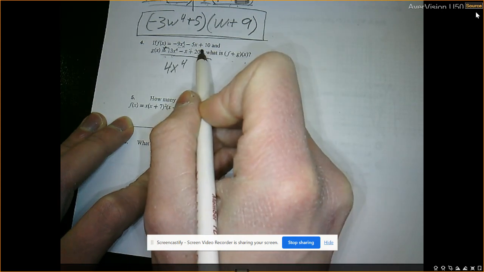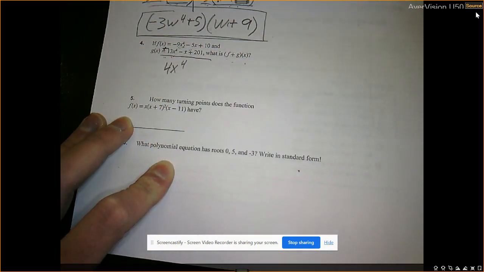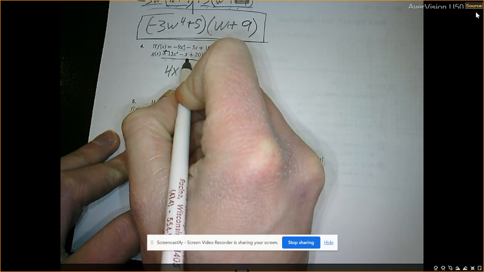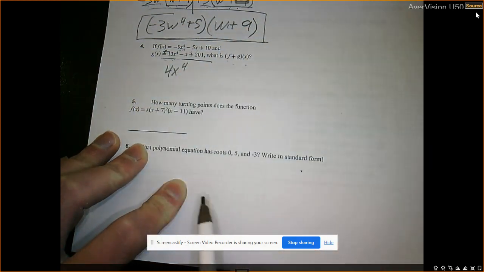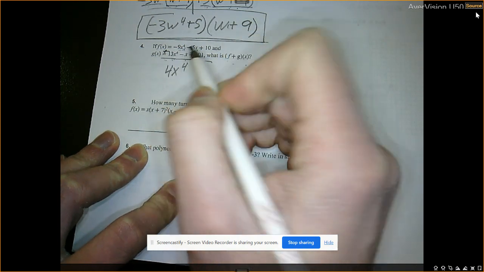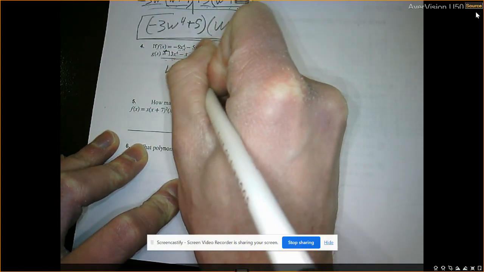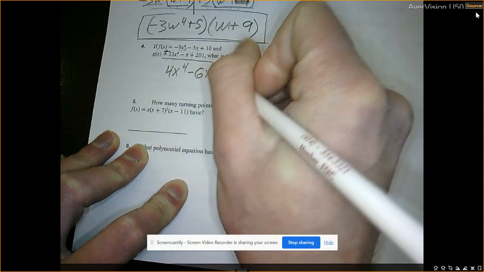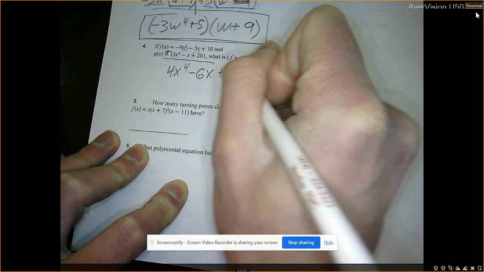Going on to now, I'm going to see if I can focus this. I realize the picture's not the best. Good news is you obviously have this paper in front of you, so you can see it well on that, and you can hear me talking through this. And now we have a negative 5x plus a negative x, so that's negative 6x. And then I have a 10 plus 201. Well, that's just plus 211. Done.